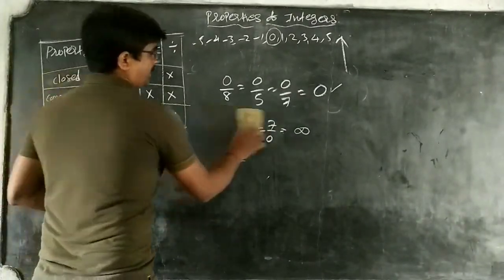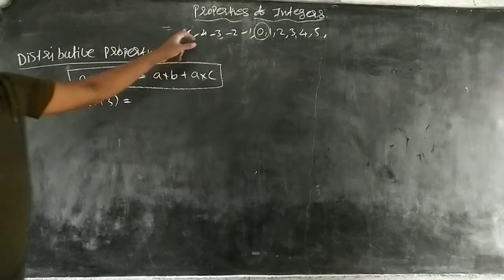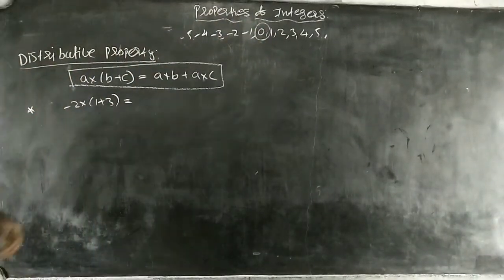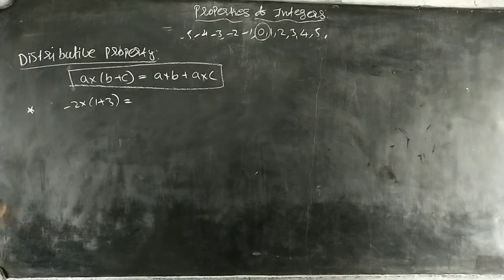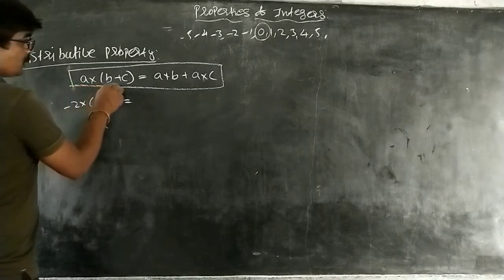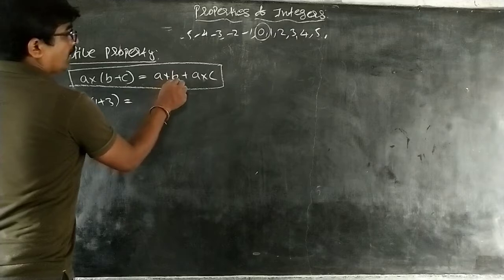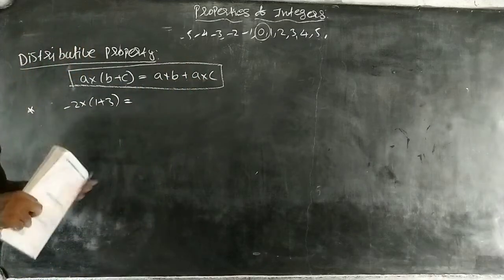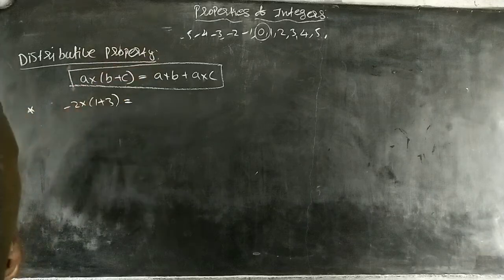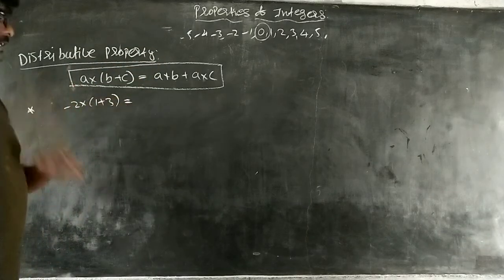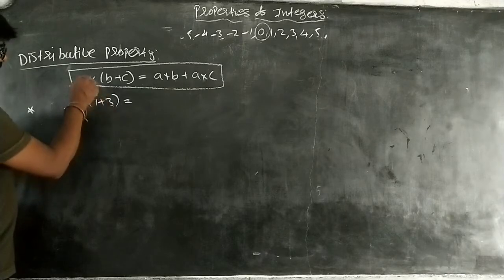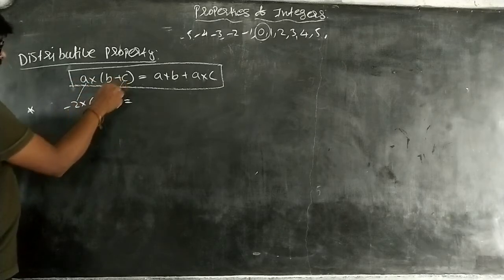Again one property: distributive property. It is one of the properties of integers. What is the property? A into (B plus C) is equal to A into B plus A into C. This is the property. So do integers satisfy this property or not? We have to check clearly. So I am taking minus 2 into (1 plus 3). Same, you have to compare here.